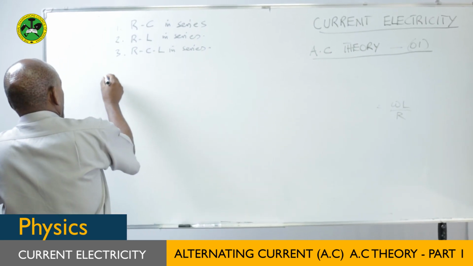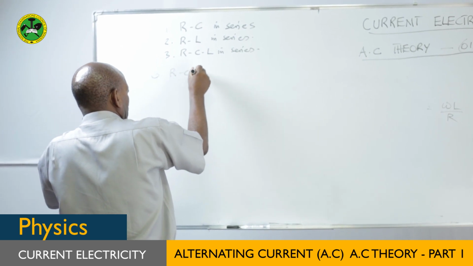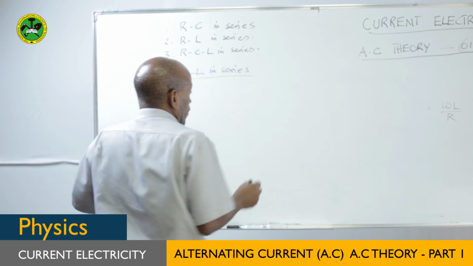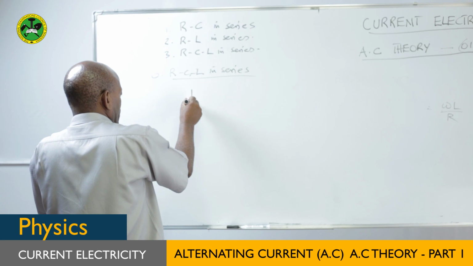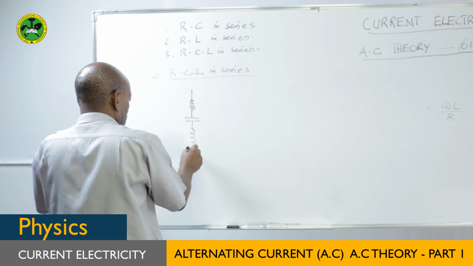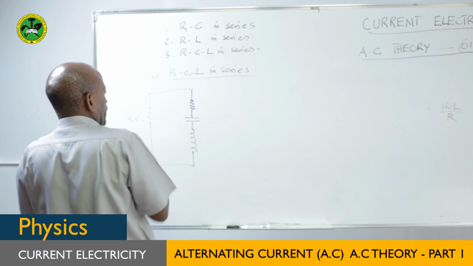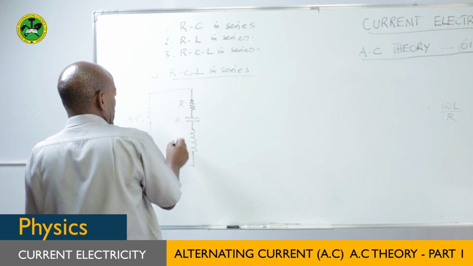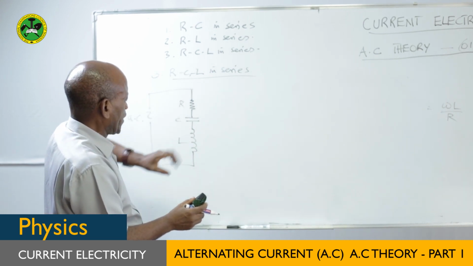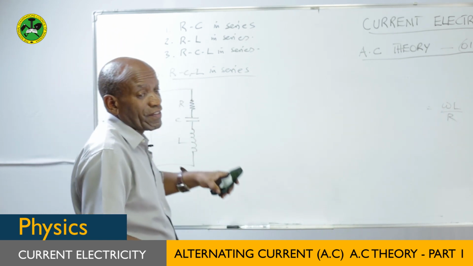So this is our third case. That is, we are going to have a resistor, capacitor, and inductor connected in series. Whenever they are connected in series, we have a resistor, a capacitor, and an inductor connected in series across an AC source. So we have the voltage across the resistor, the voltage across the capacitor, as well as the voltage across the inductor, and the total current crossing through these three circuit elements.